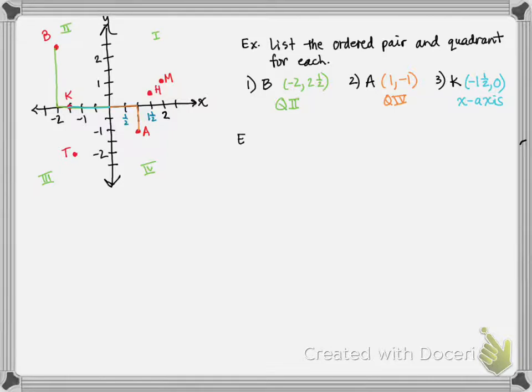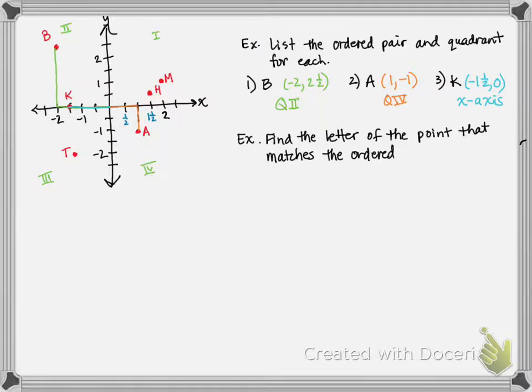And that says, find the letter of the point that matches the ordered pair. So you're going to be given an ordered pair, and list the quadrant. So we're going to practice that quadrant stuff.